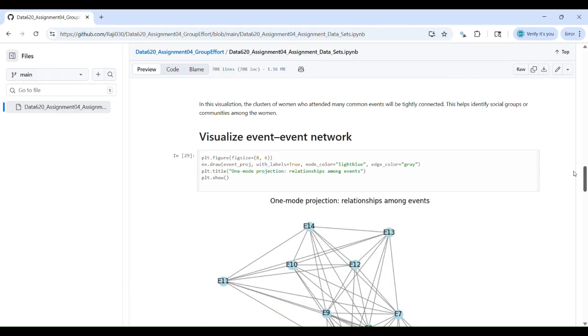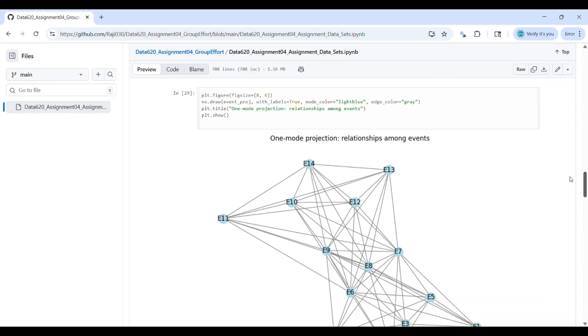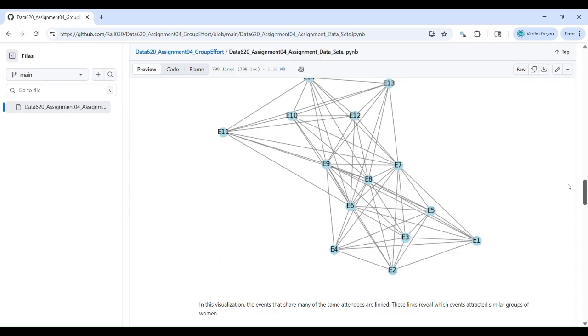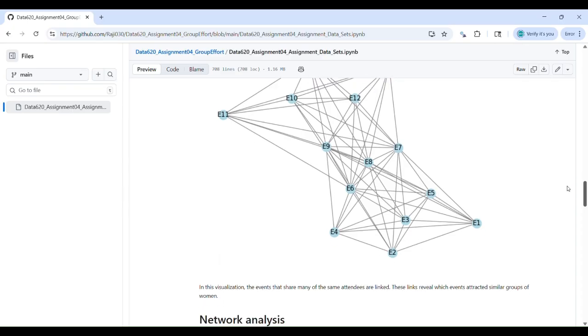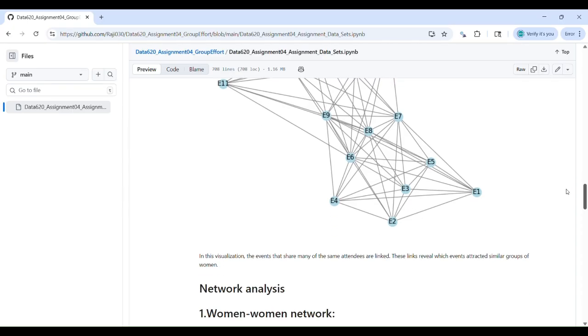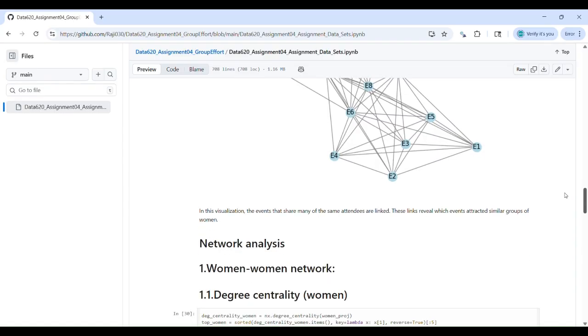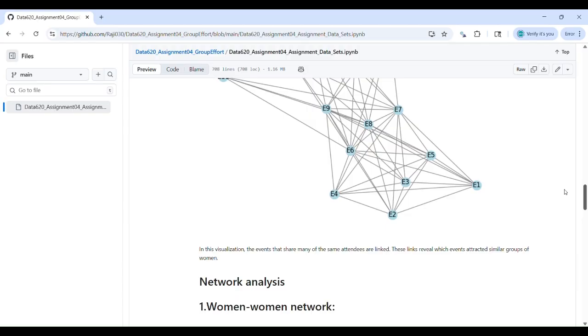And then we visualized the event network. You see the network here, and in this visualization, the events that share many of the same attendees are linked, and these links reveal which events attracted similar groups of women.